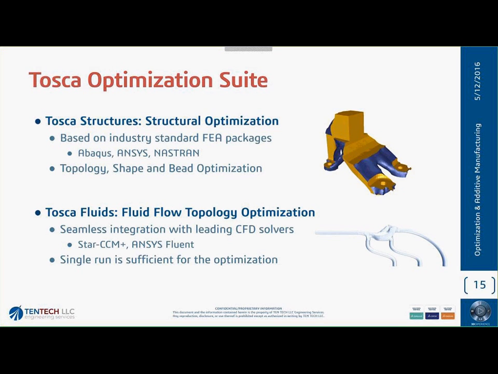Now, in Tosca Structure, it's not only topology optimization. You also have shape optimization, so classic, modifying a dimension, this kind of parametric approach. And you also have a very, very neat tool called bead optimization to optimize sheet metal parts, to actually add beads to increase stiffness where it needs to. On the right, we're looking at an animation, and we will see this animation more and more as we move on.